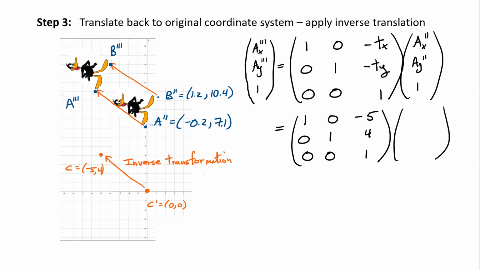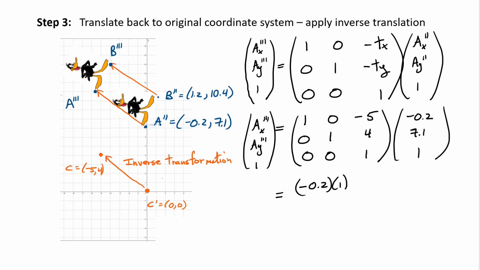All right, let's try it out for point A. So our double prime here was minus 0.2, and this guy here was 7.1. This gives me 1. And at the end, this is the last bit. Applying those 3 steps will get me these coordinates for my rotated point. So let's carry out this matrix vector multiplication. So you get minus 0.2 multiplied by 1. 0 times 7.1, and then minus 5. So this gives me minus 5.2 for the triple prime x coordinate.